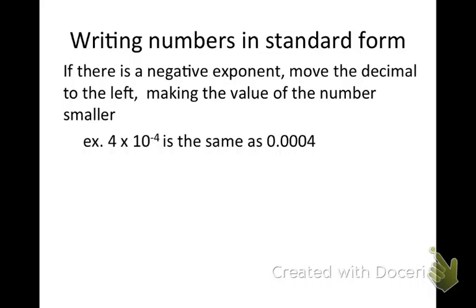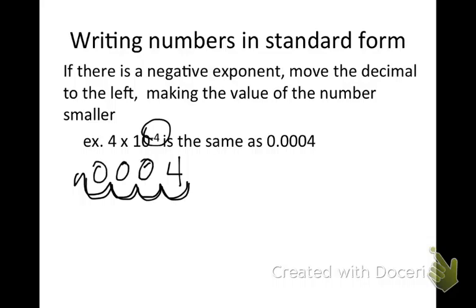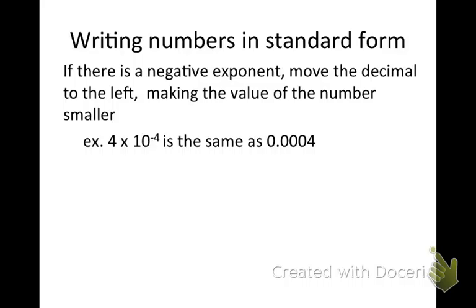So here's my example. I have 4 times 10 to the negative 4th. For me to do this, I write down my 4, and then I make little loops to show my decimal moving 4 places to the left. So I've moved it 1, 2, 3, 4. Then I add all my zeros. I put my decimal, and we kind of want to put that 0 in front as a placeholder. So that's how we write in standard form, and that's how we utilize times 10 to the negative 4th power.